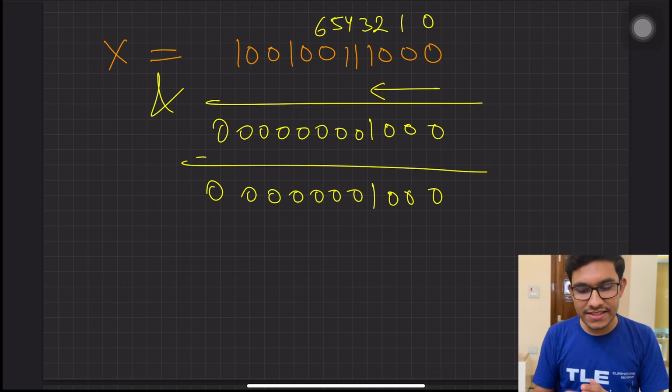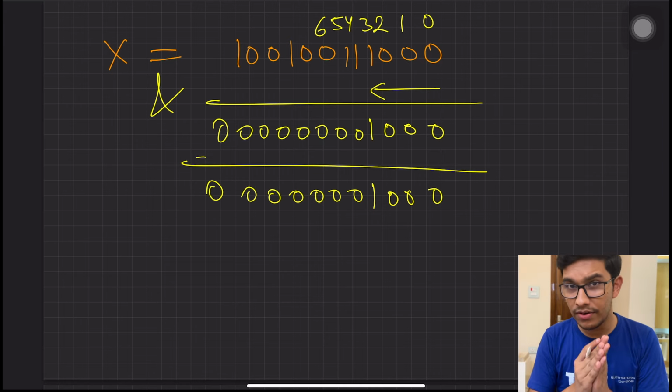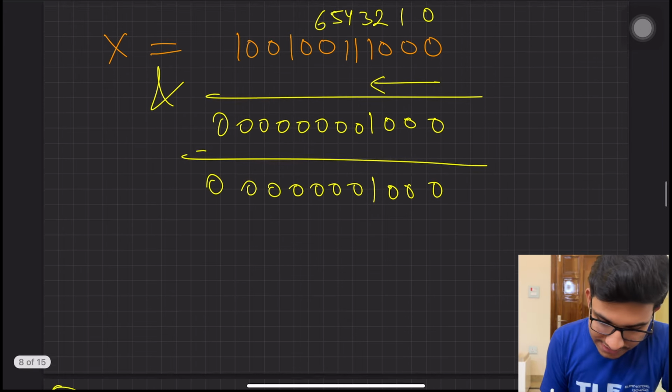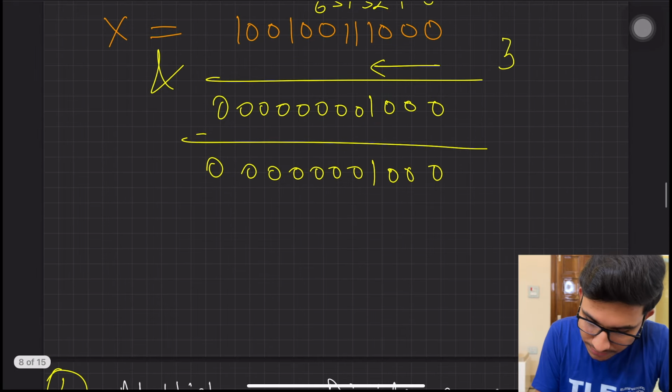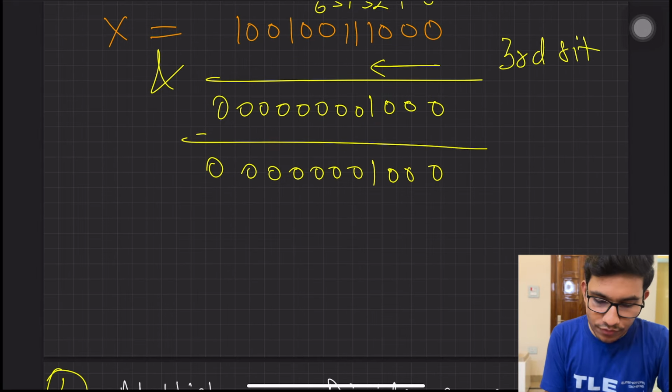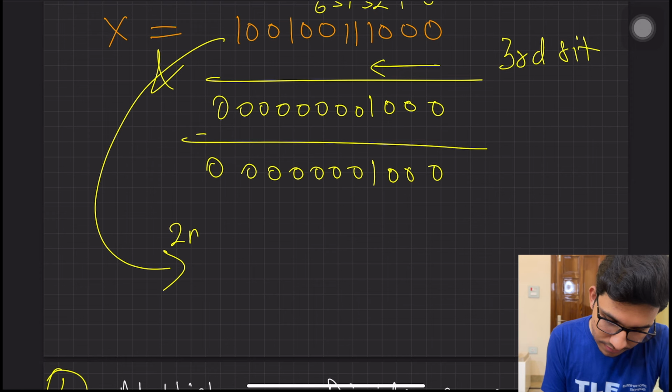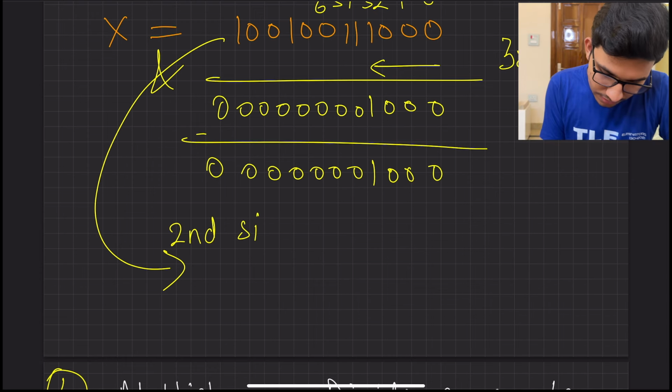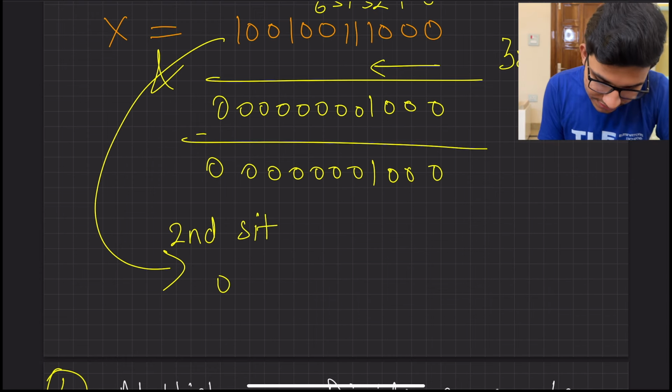Right? But just in case, let's suppose this bit was not 1, what would happen in that case? Let's suppose, this was for the third bit. Let's suppose you want to find out the same thing for the second bit. So if you look at the second bit, you will take the AND with 0, 0, 0, 0.